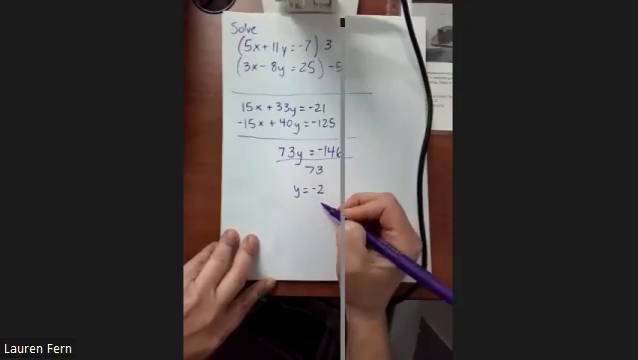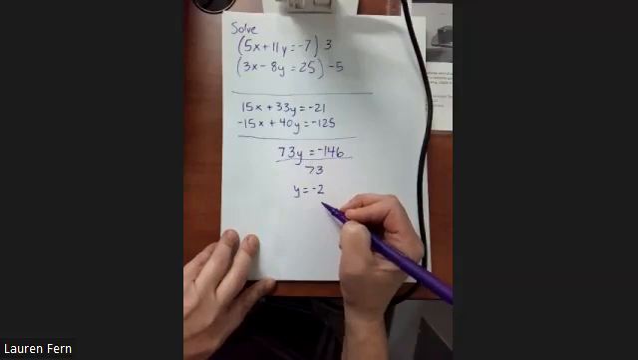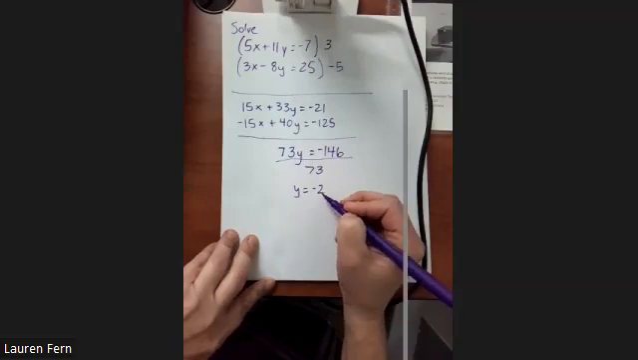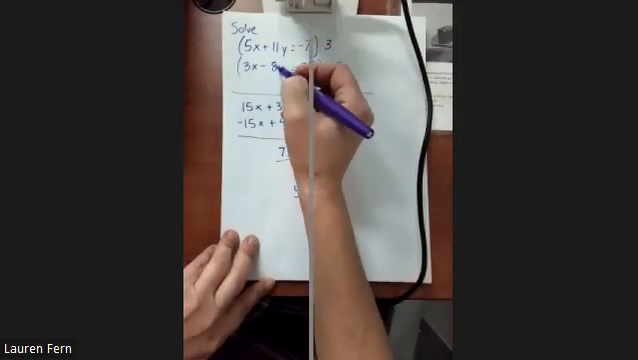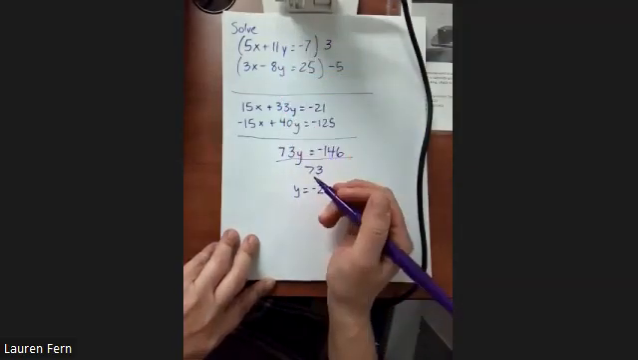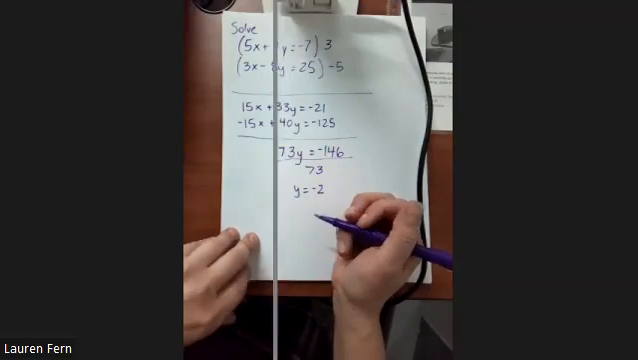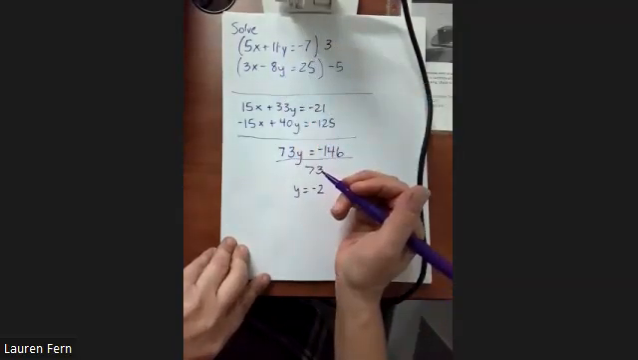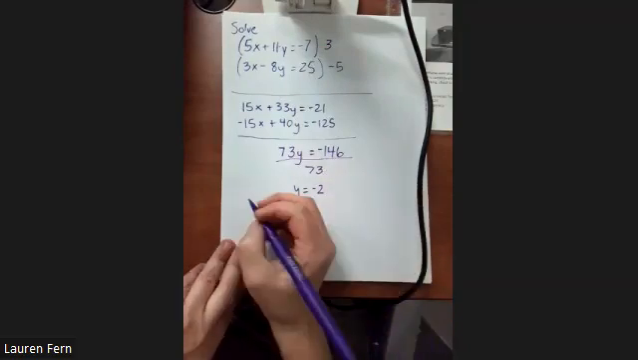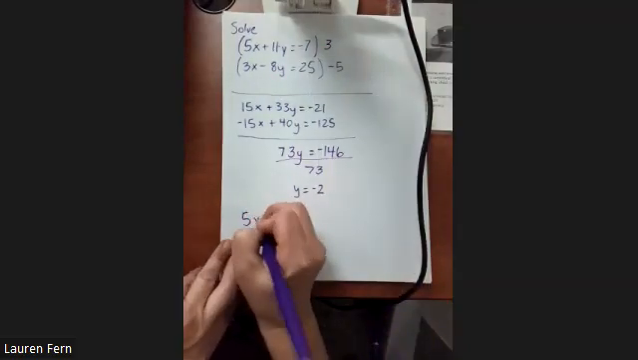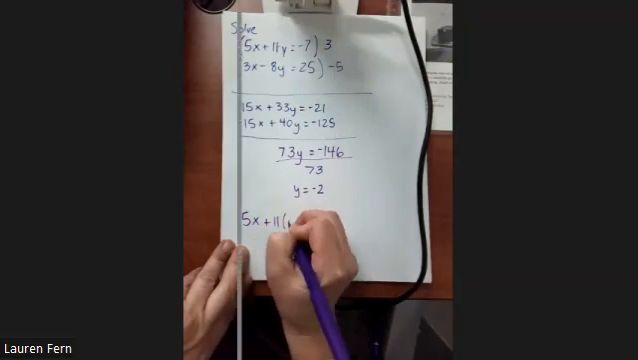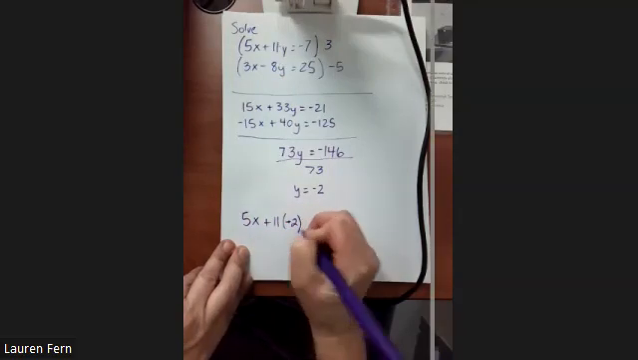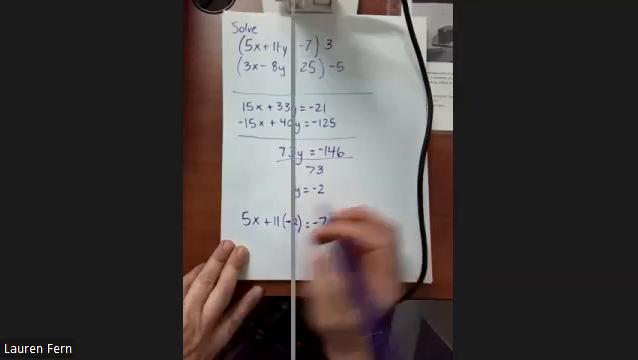Am I done? No, I need to find my corresponding value of x. So what do I do with this value of y? I take it and plug it into either one of my initial equations to solve for x. Doesn't matter which one. Should we plug it into the top or the bottom? Top, okay. So I have 5x plus 11 times y, which is -2, equals -7.